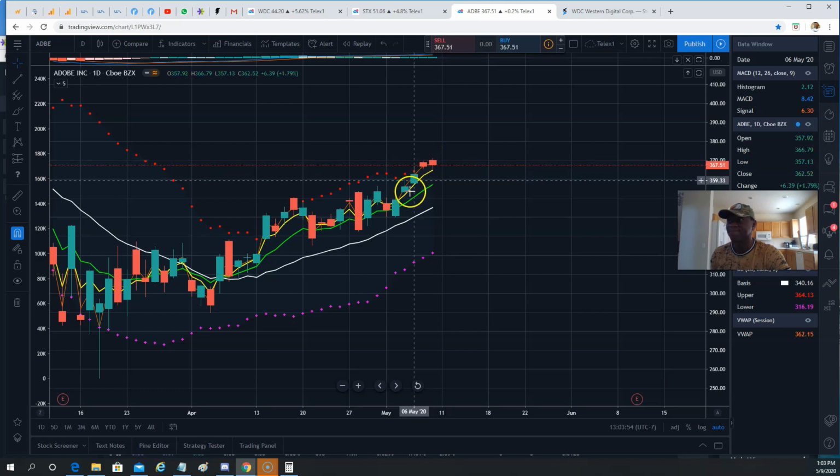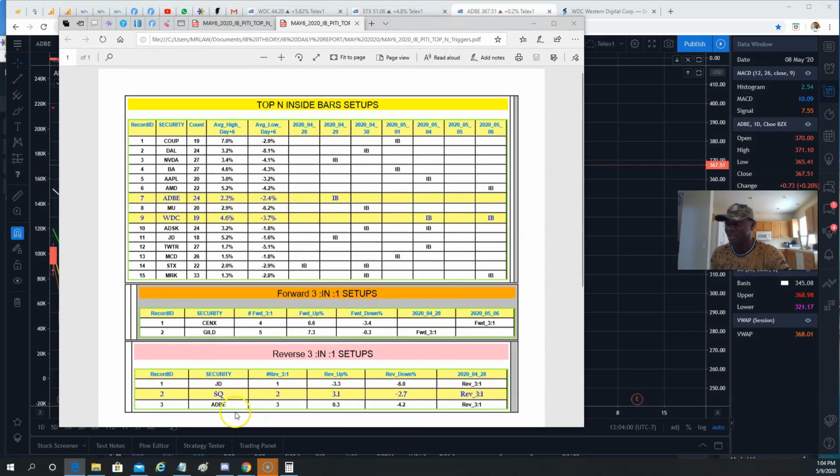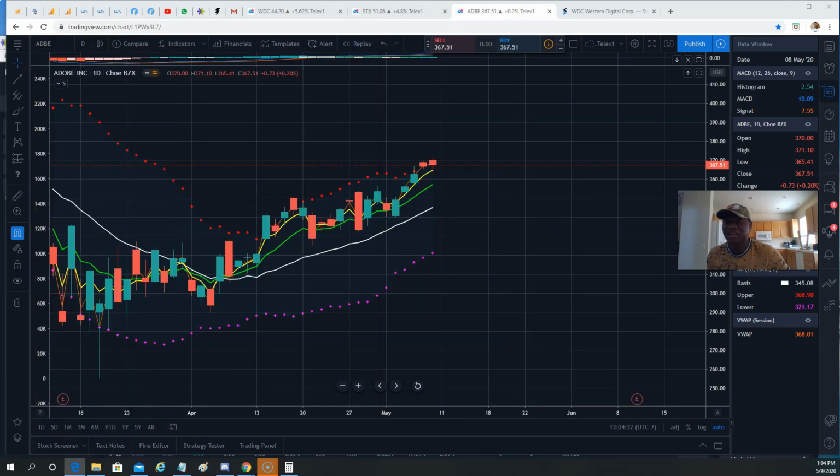So again, for us, the study that we have here, if I bring it up, because that was quick: Adobe had only 3 occurrences. This signal, the reverse 3-in-1, is very rare. Over the course of 200 days, it only happened 3 times on Adobe, whereas the inside bar on Adobe happened 24 times, and these are the average moves on here. This one is rare, and typically it plays itself on the downside, but in this case, the market was recovering. It played itself on the upside very bigly.